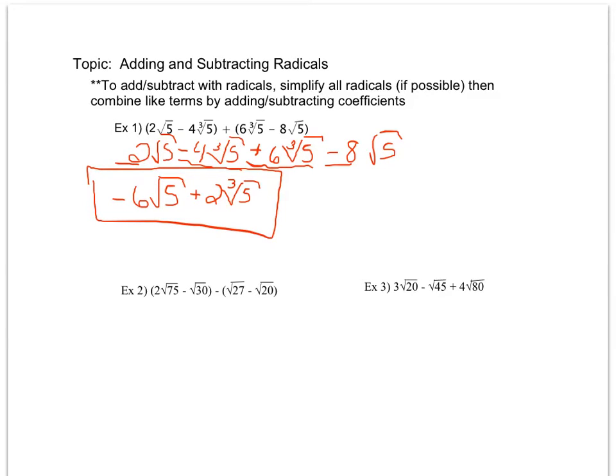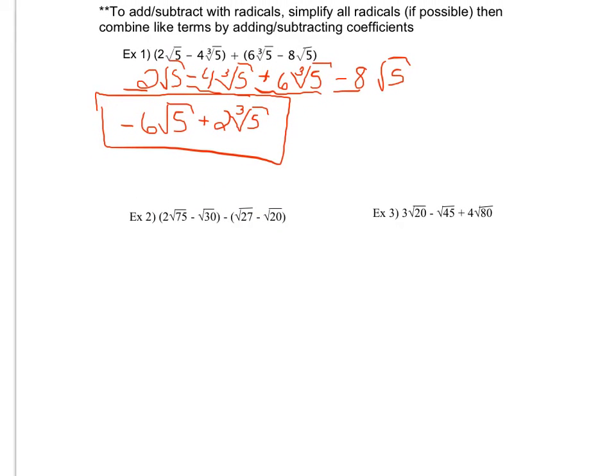Let's go ahead and look at examples 2 and 3. We'll start with example 2. So I'm going to go through the same process, but now I notice a couple different things. One of the first things I notice is that this is a subtraction problem, and distributing in a subtract sign does change things. So once again, my first set of parentheses, there was nothing to distribute, so I'm going to go ahead and just leave that as is for the time being. And distributing the minus sign into my back set of parentheses, I get minus square root 27 plus square root 20.